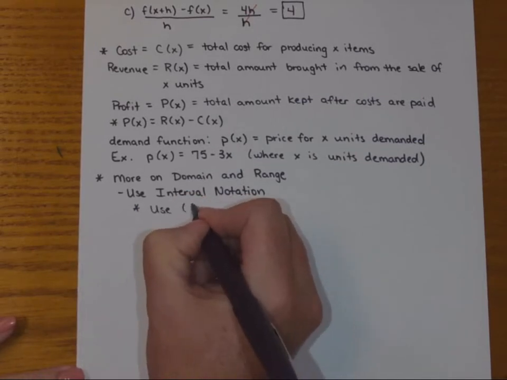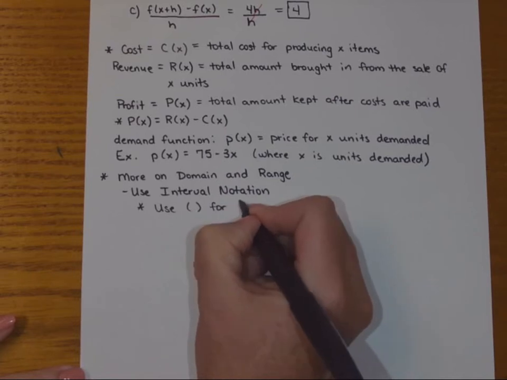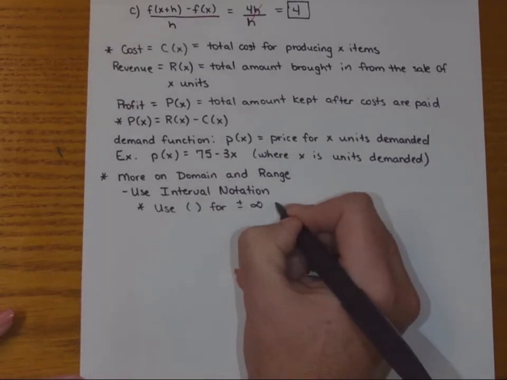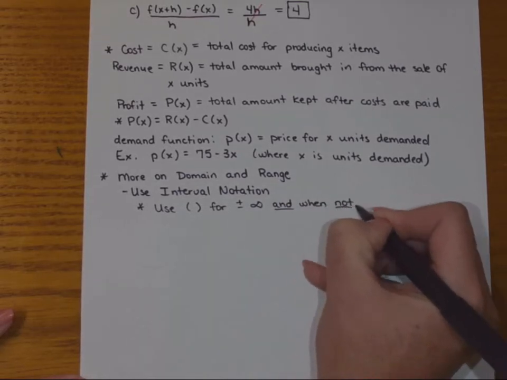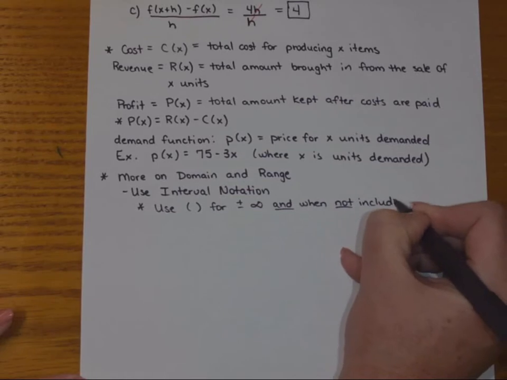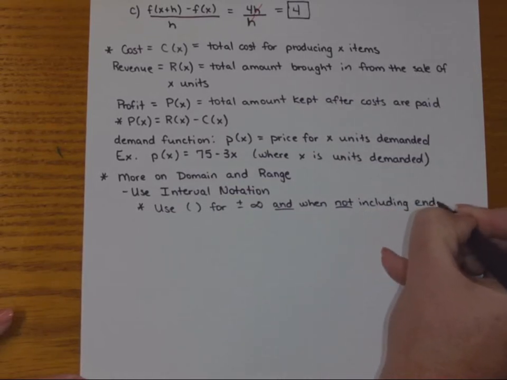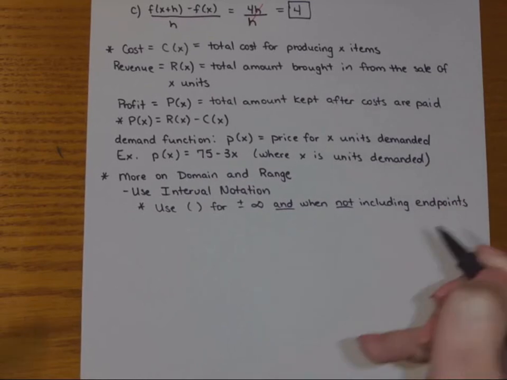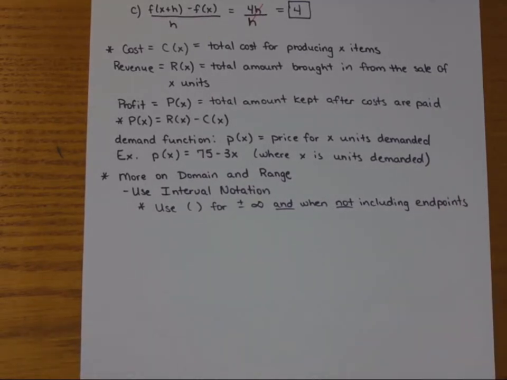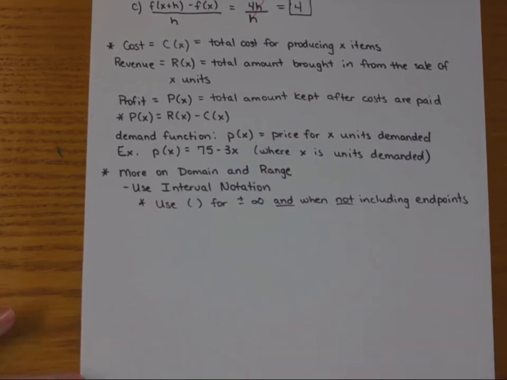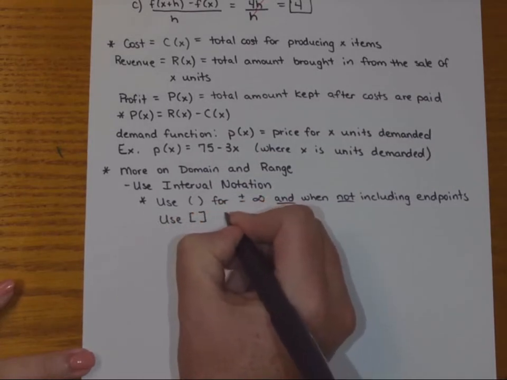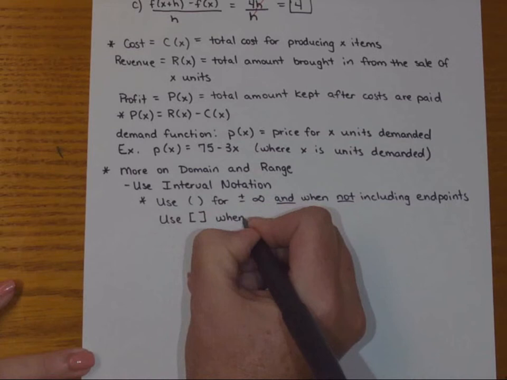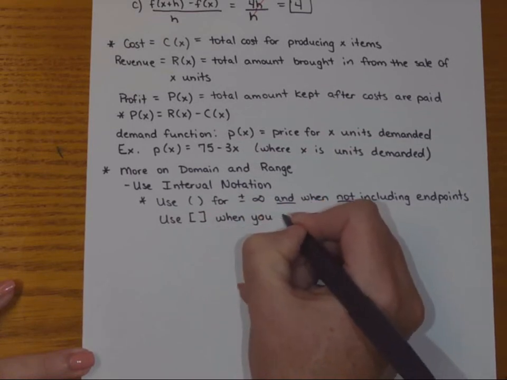First of all, you use parentheses for either positive or negative infinity, and you use them when you are not including the endpoints. So we're going to do some examples in a minute, but we use parentheses for either positive or negative infinity, or when we have an open circle, basically. That's what it means when we're not including the endpoints. And we use brackets when you are including the endpoint, or with a solid circle.